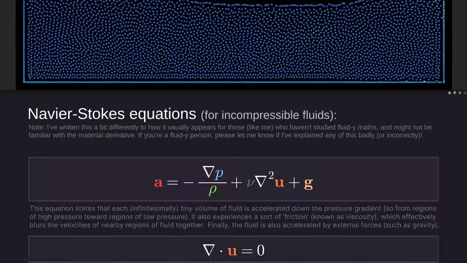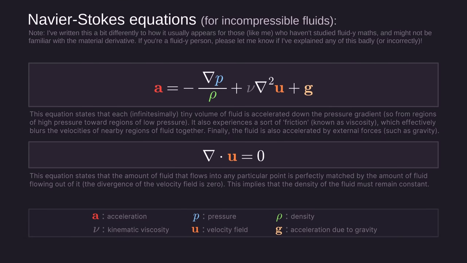So let's actually take a moment to look at the famous Navier-Stokes equations for incompressible fluid flow, which underpin everything that we've been doing. First of all, this equation here just says that the density of the fluid must remain the same everywhere, and I mean, we're trying. Then the other equation tells us that each tiny little volume of fluid is accelerated down the pressure gradient, and that it responds to external forces such as gravity and mice in our case. So we've done both of those terms. But then this slightly scary looking term here is the viscosity, and essentially what it does is cause the velocities of nearby regions of fluid to become blurred together.